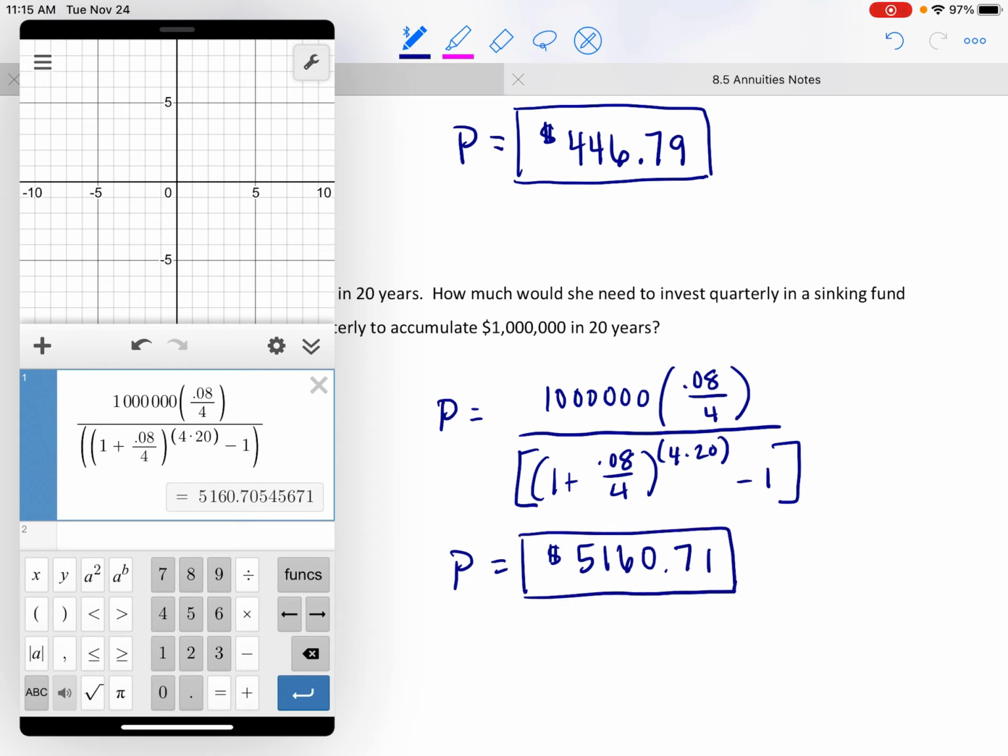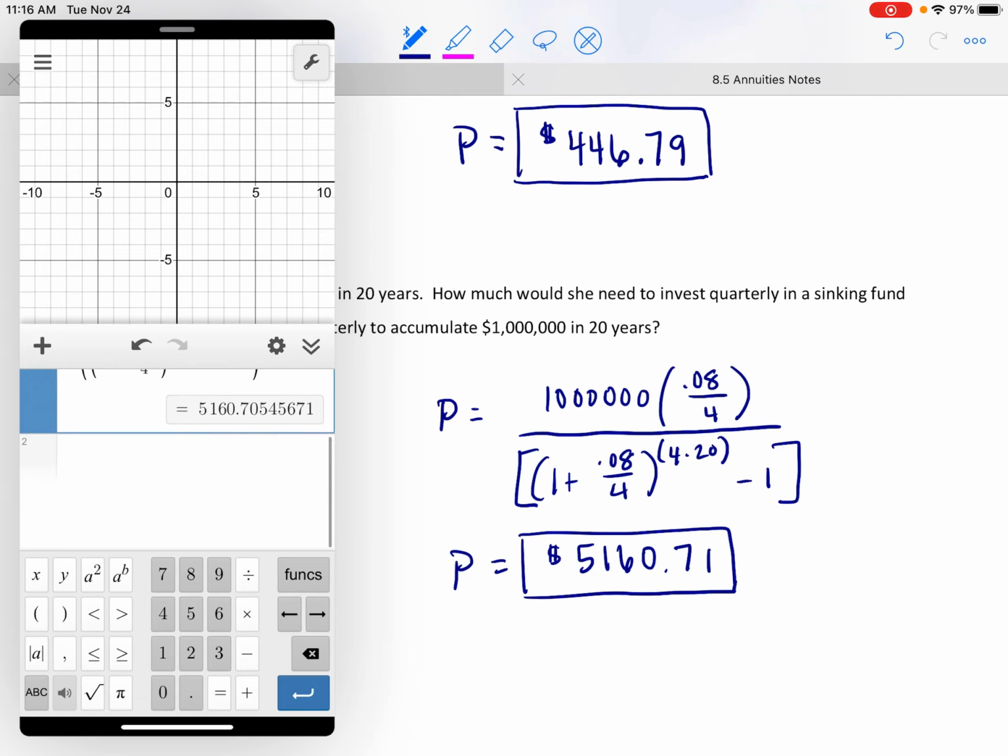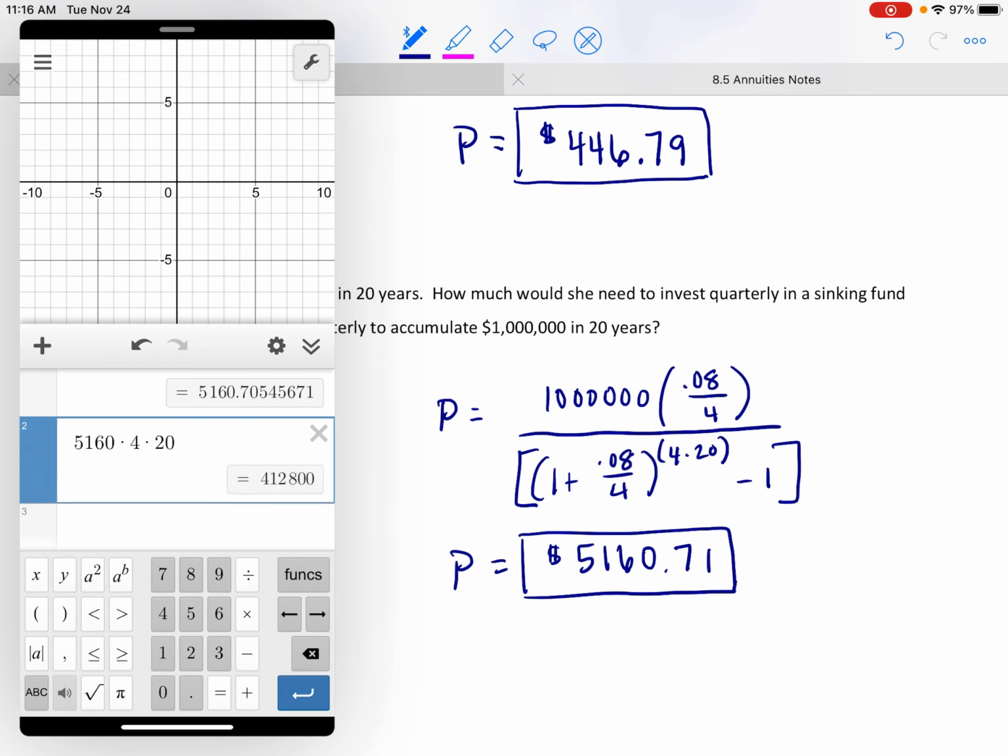So if she can manage basically a $5,000 payment 4 times a year, then she can get to that $1 million in 20 years with this particular sinking fund. Let's see, how much is she putting in of her own money? So if she puts in $5,160 4 times a year for 20 years, guys, look at that. So it seems like $5,000, that's a pretty hefty payment to make. I couldn't do it. There's no way. But if she can do it 4 times a year for 20 years, she's only putting in $412,800-ish of her own money, as I left off the change, to get to $1 million.